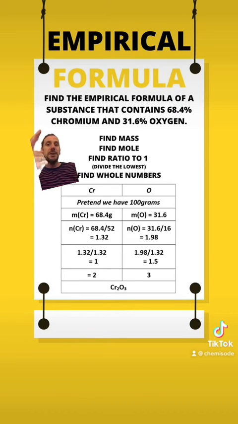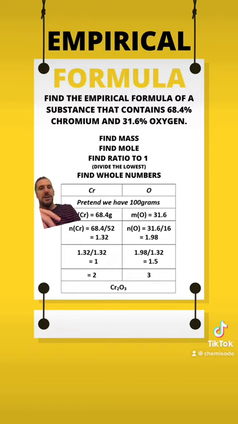Some examples above here. Find the empirical formula of a substance that contains 68.4% chromium and 31.6% oxygen. We're going to go through these steps. So first of all, I'm going to set it out and say I've got two different atoms. I've got chromium and oxygen, so I'm going to put them in two columns. And then I need to find the mass of each of these elements. Now, I'm not given mass in this question, but let's pretend I've got 100 grams of this compound.